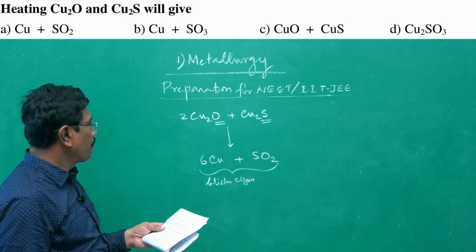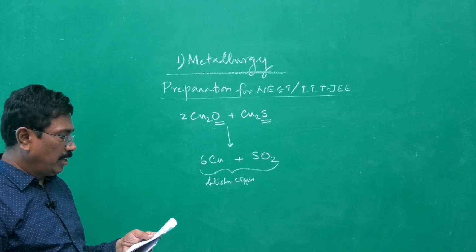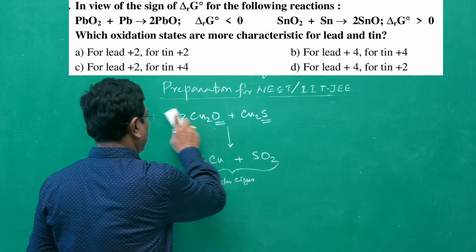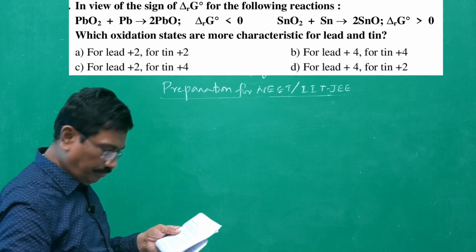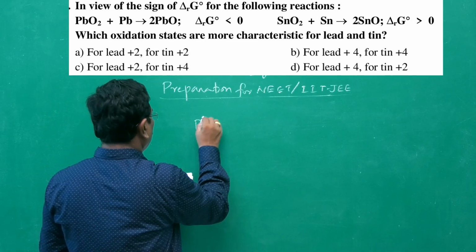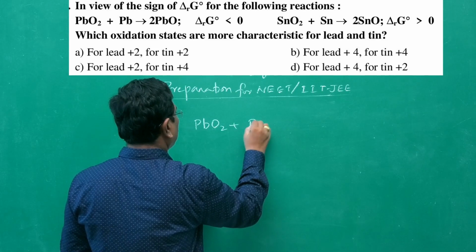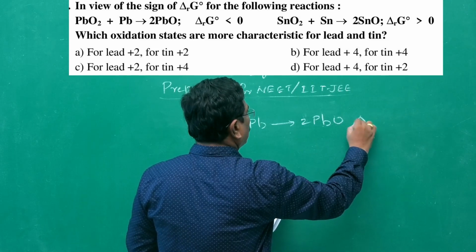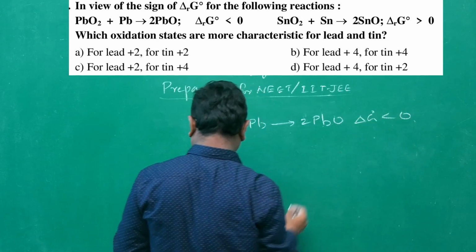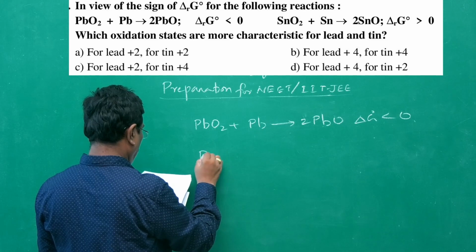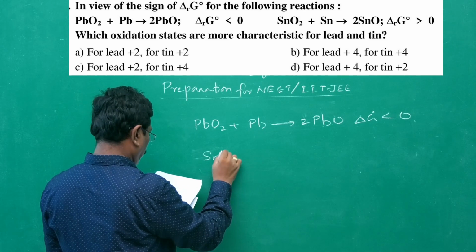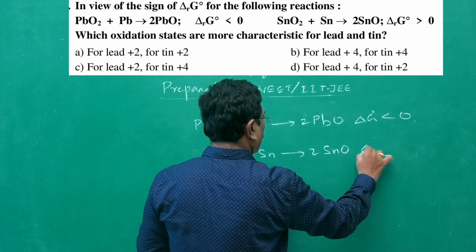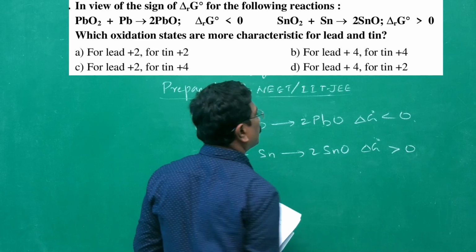And then, next question. In view of the sign of delta G naught for the following reactions, you are given two reactions. PbO2 plus Pb gives 2 PbO, delta G naught is less than 0. Next reaction, SnO2 plus Sn gives 2 SnO, delta G naught is greater than 0.